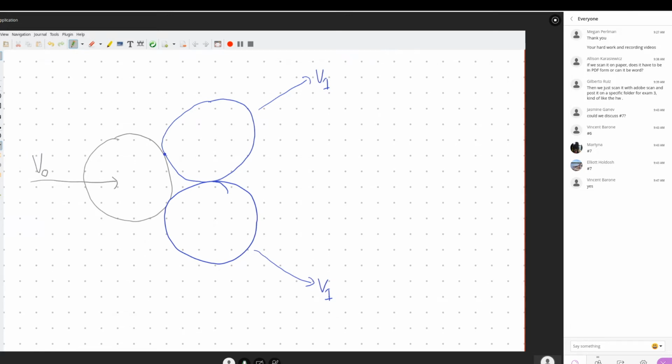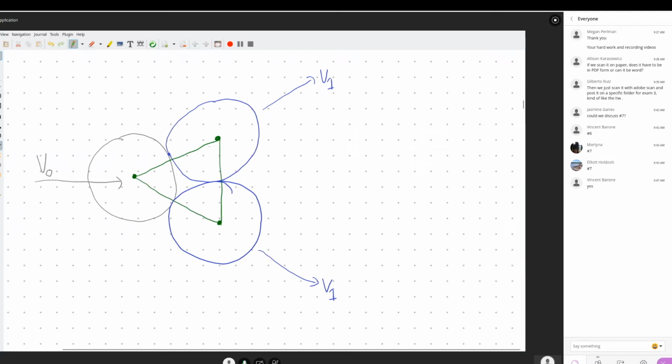So one of the big tricks to this problem is recognizing that the centers of these three balls form an equilateral triangle, and in an equilateral triangle, all of the angles are 60 degrees. That means that this little angle here is 30 degrees. So that also means that the angles that these go off at are 30 degrees, both of them.